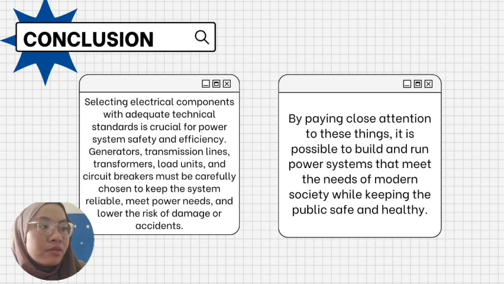And last but not least, by paying close attention to these key features right here, it is possible to build and run a power system that could meet the needs of modern society while keeping the public safe and also healthy.